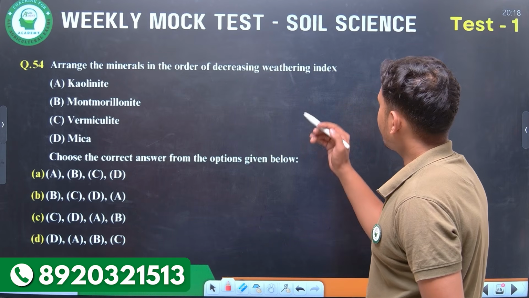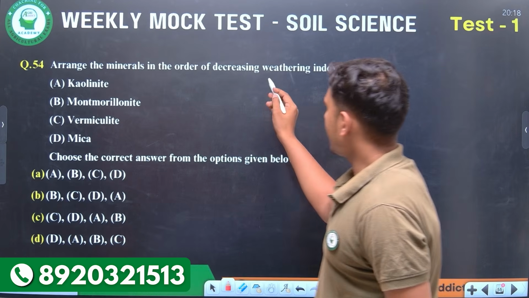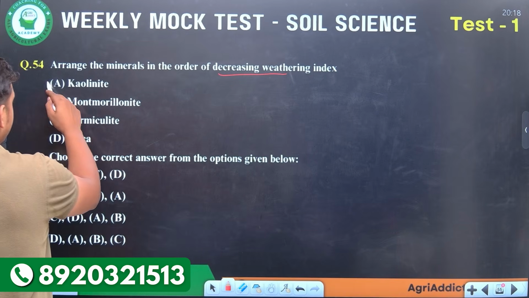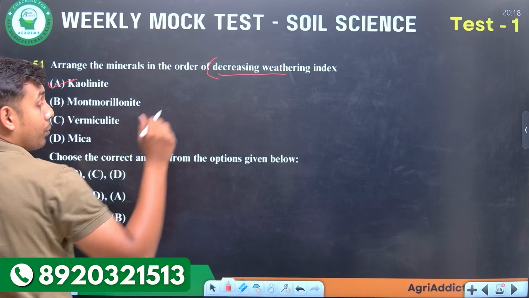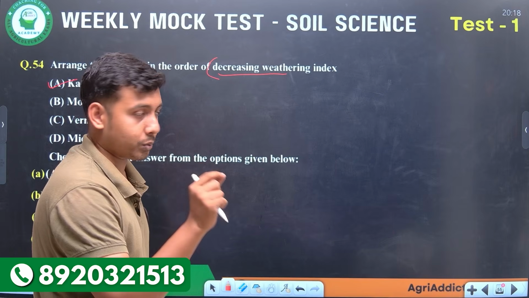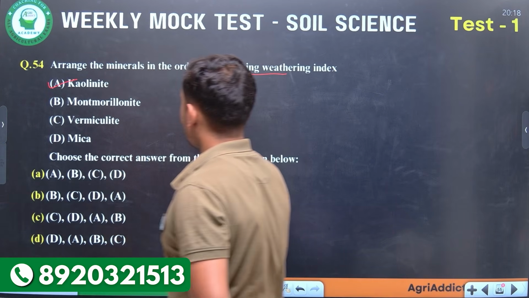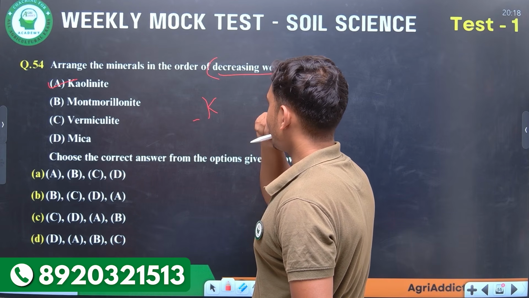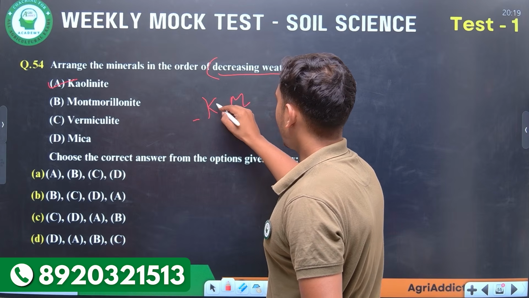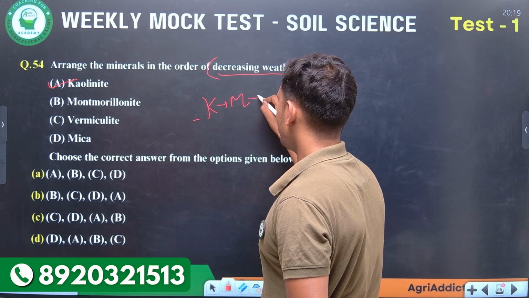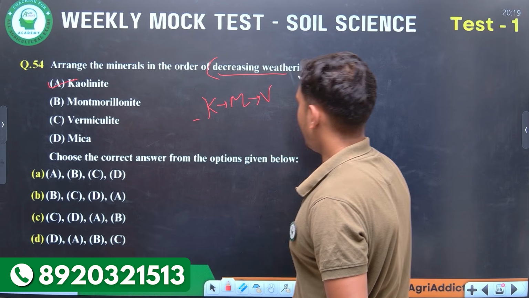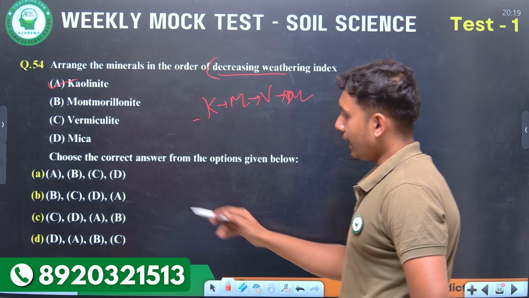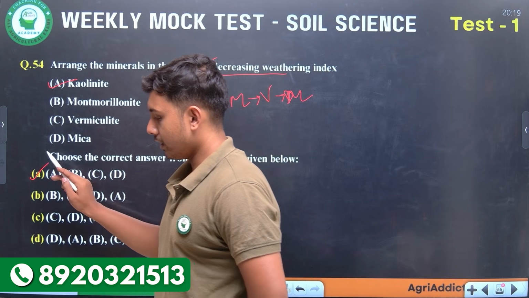Arrange the minerals in order of decreasing weathering index. There is also a series of weathering index, that is kaolinite. It is decreasing order, so the most resistant will be first. So kaolinite will be first. Then montmorillonite will be second. Okay, this is also true. After that, vermiculite. And then comes the mica. So this is the sequence actually. The sequence is A, B, C, D. Okay, this will be the right answer.